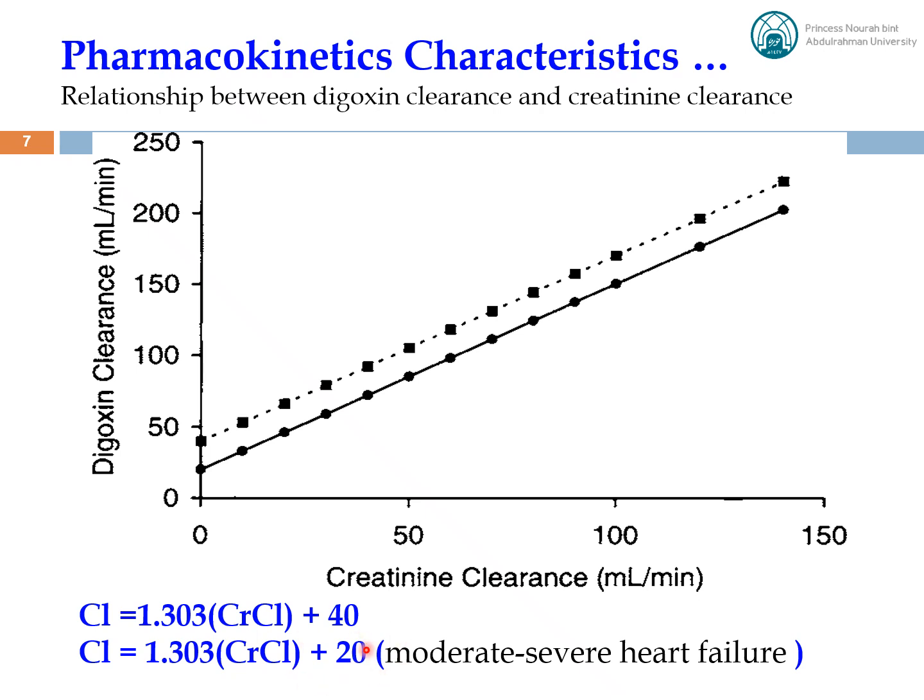So look back again. The squares with the dashed line represent a patient with no disease conditions, the non-renal clearance here is 40, while for a patient with moderate to severe heart failure, the non-renal clearance, which could be liver, hepatic metabolism or other, has been reduced to 20 because the patient has moderate to severe heart failure. Okay?